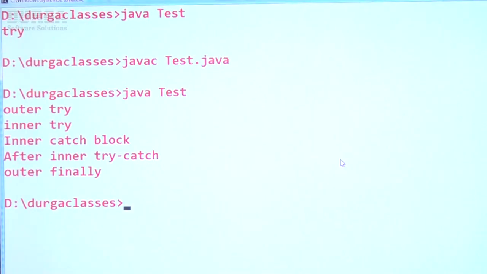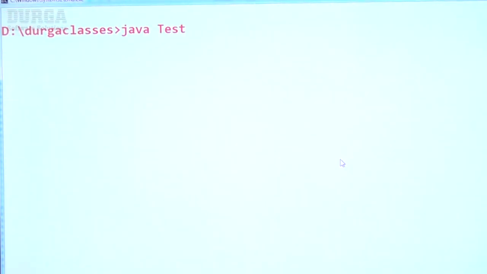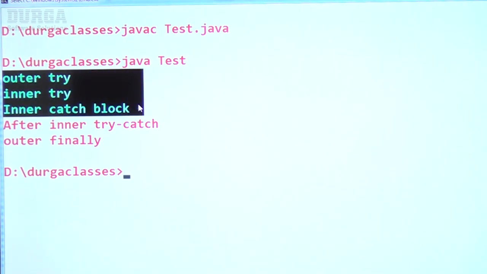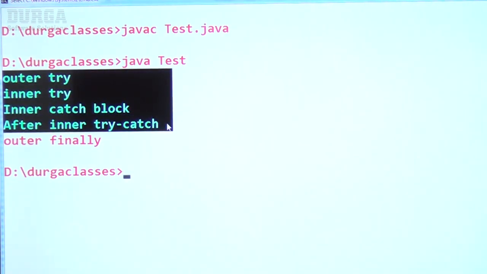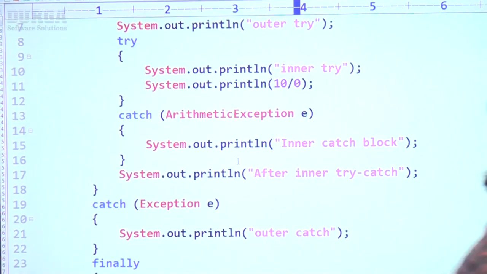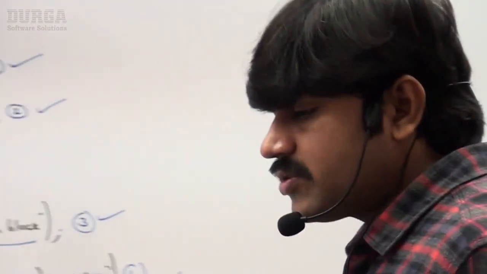Now let me compile this code, sir. Here, have a look once. Observe, the code compiles fine. Now let me run: outer try, inner catch block, after inner try catch, next outer finally. Sir, our expected 5 statements only executed, right? Okay, clear for you. Now I have one small doubt, sir.